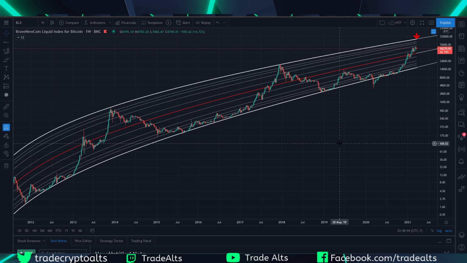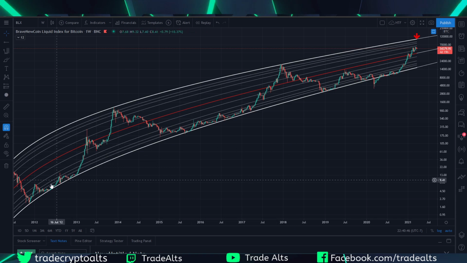So again, you zoom out, you can see very clearly this has done a phenomenal job catching the lows, the highs, the lows, the highs, the lows, the midpoint.